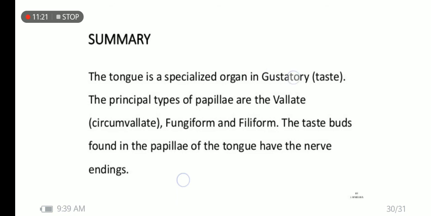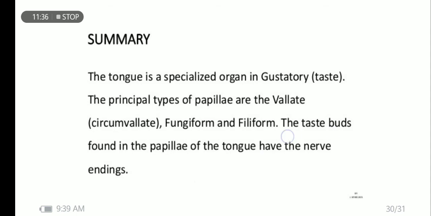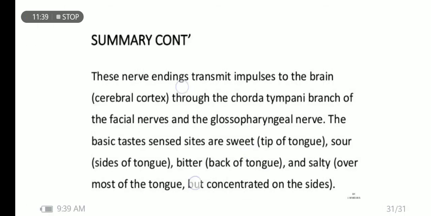The tongue is a specialized organ in gustation, and various types of papillae are present on the tongue, which help in the sense of taste. These taste buds are connected with nerve endings. These nerve endings transmit messages to the brain, the cerebral cortex, through the chorda tympani branch of the facial nerve and the glossopharyngeal nerve. Basic tastes are sweet, sour, salty, bitter, and umami.